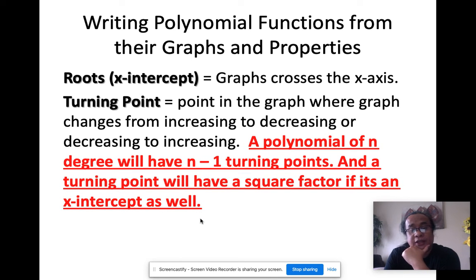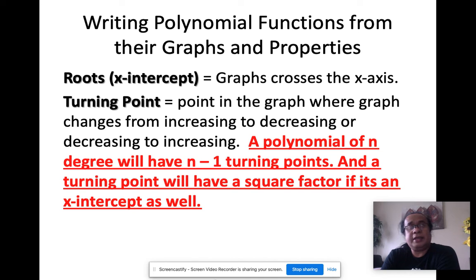So this is the point in the graph where the graph changes from increasing to decreasing or decreasing to increasing. Which means from going up and then going down, the point where it changes direction is what you call the turning point. Okay? So a polynomial of n degree will have n minus 1 turning points. And a turning point will have a square factor if it's an x-intercept as well.